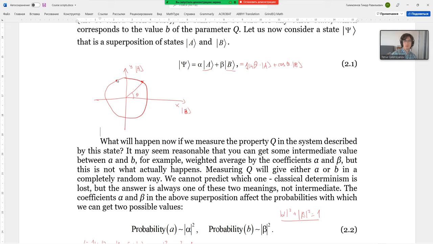So at theta equal to 0, sine of theta equals 0, and we have only the B state. So that's a pretty nice geometrical representation and geometrical intuition into this superposition.